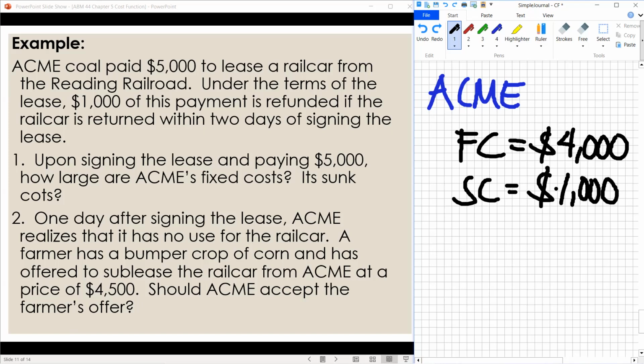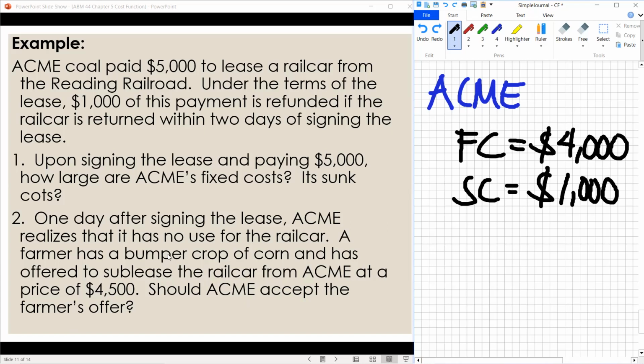1,000. Okay, what if it is not returned after 2 days? Dili niya mabalik ang rail car in 2 days, so thank you iyang 1,000. So that's the sunk cost. So one day after signing the lease, Acme realizes that it has no use for the rail car. A farmer has a bumper crop of corn and has offered to sublease the rail car from Acme at a price of 4,500. Should Acme accept the farmer's offer?